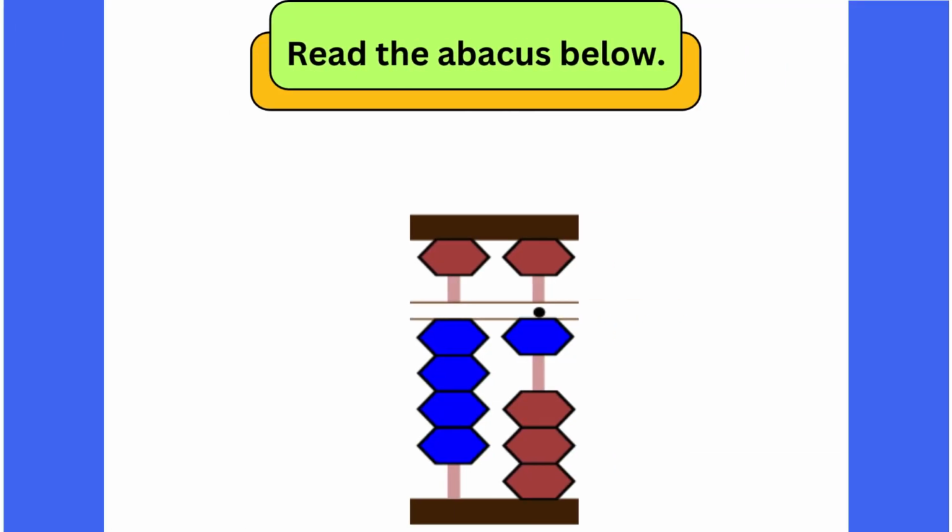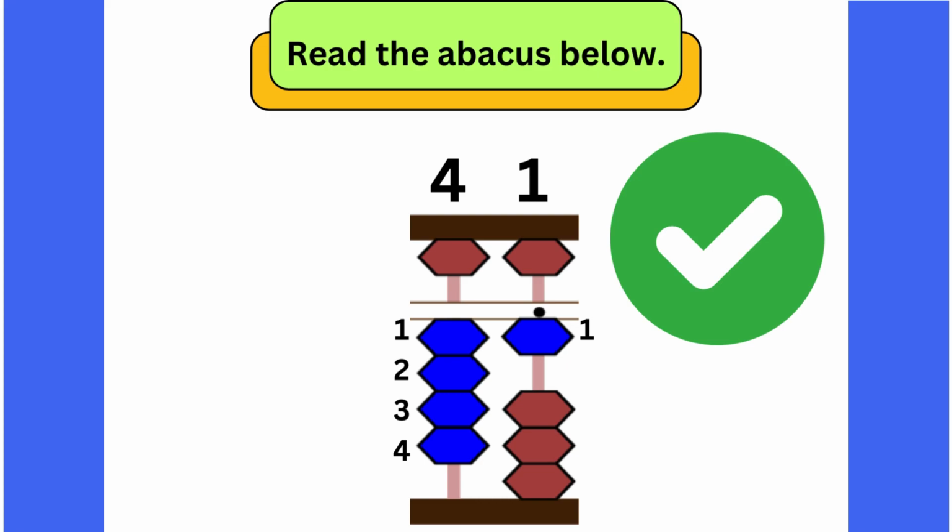Read the abacus below. 4 lower beads in the tens column are attached to the bar. And 1 lower bead in the ones column is attached to the bar. Therefore, the abacus represents the number 41.